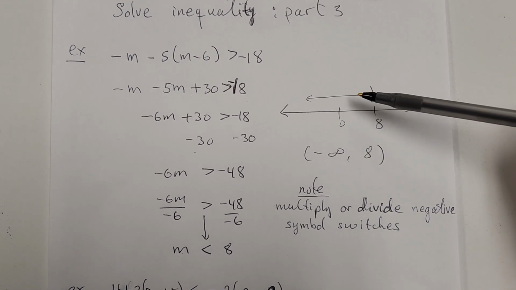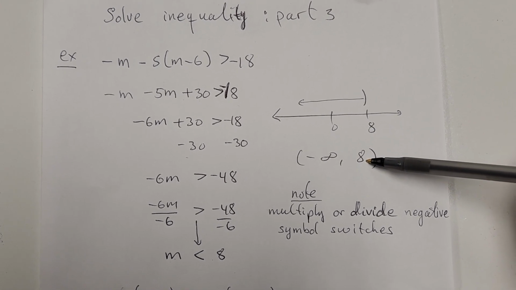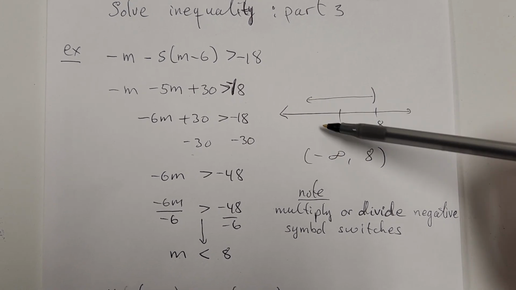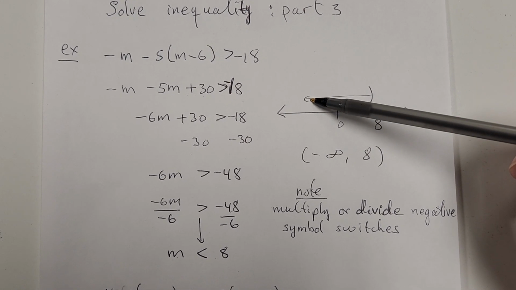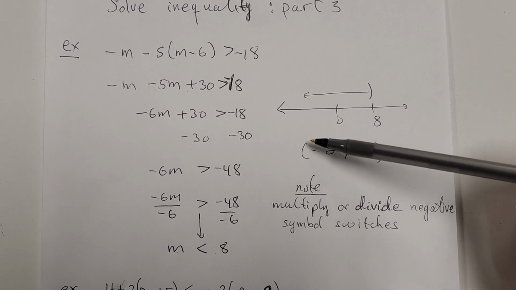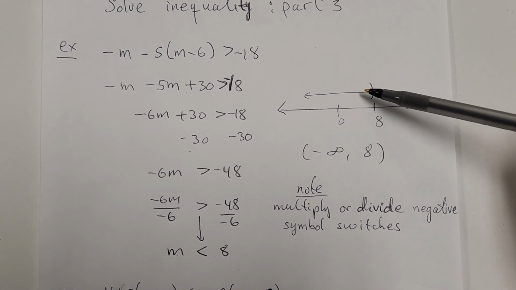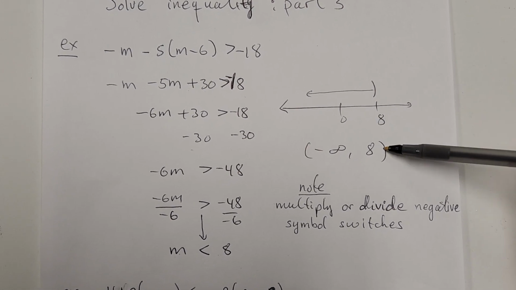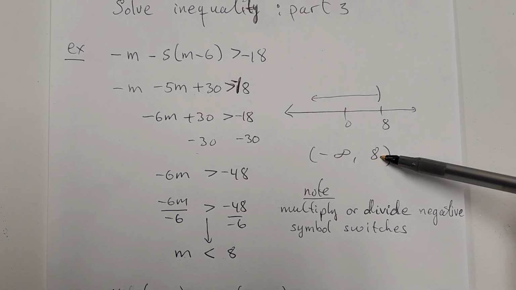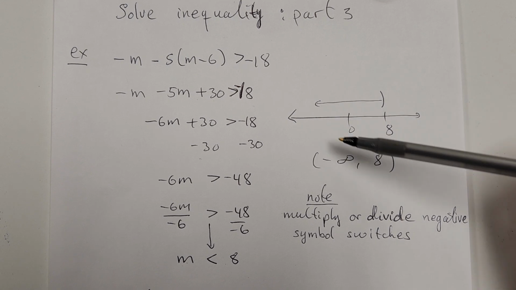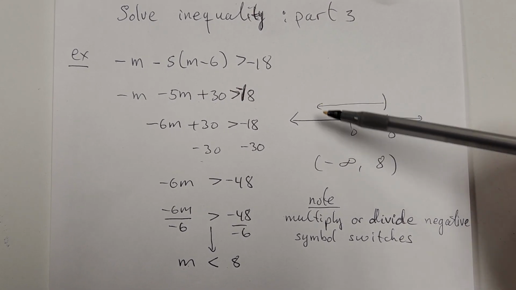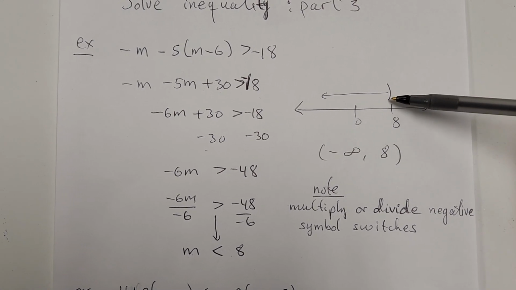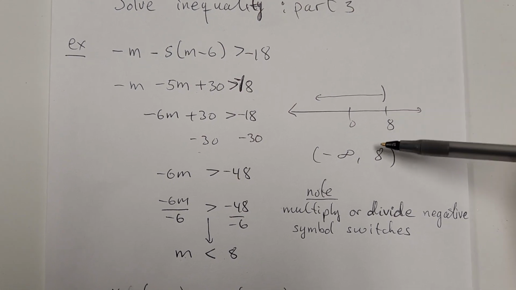And then use the graph to write my interval notation. Here, this arrow means infinity. It is on the left side, so it's negative infinity. Infinity is always parentheses, and then 8 followed by a parenthesis. So this is how I write my interval notation. Since it is on the left, negative infinity with parentheses, infinity always parentheses, and then here's my 8 with a parenthesis.